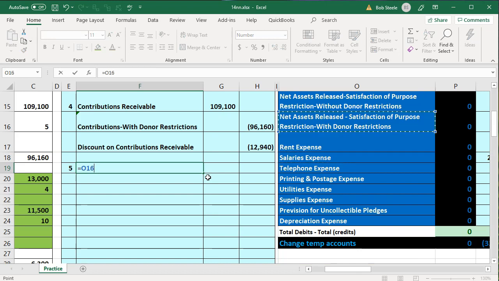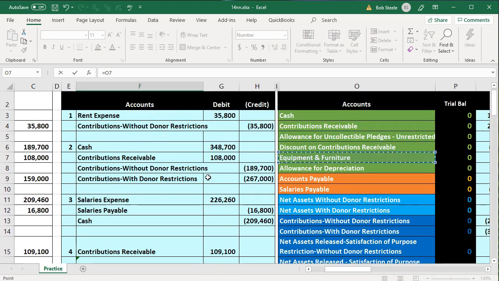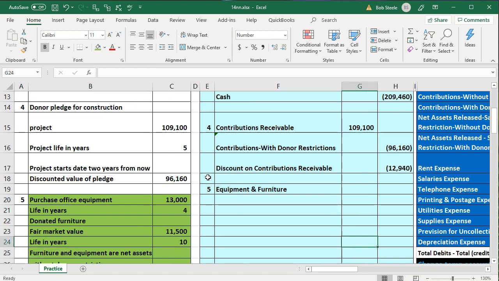So that's going to be equal to, we're going to scroll back up. We're looking for the assets somewhere up top. We're looking for equipment and furniture. That's the one. That's the one. So we'll pick up that one. And that's going to be for both the 13 and the 11.5.